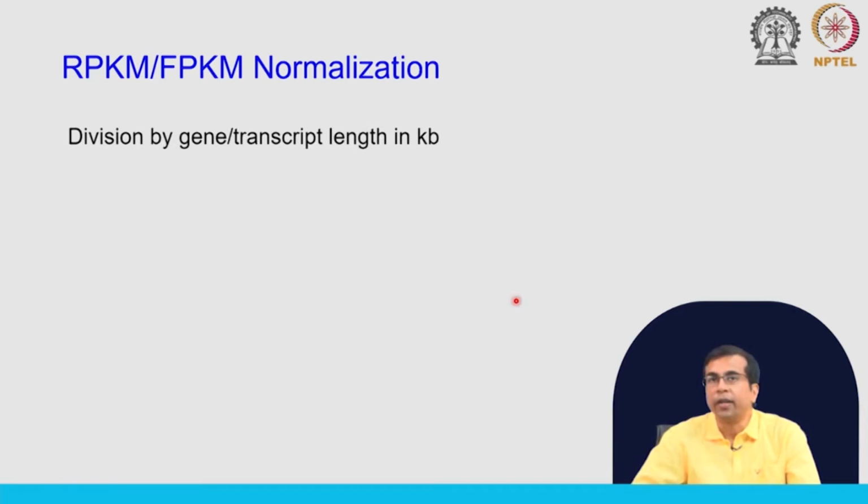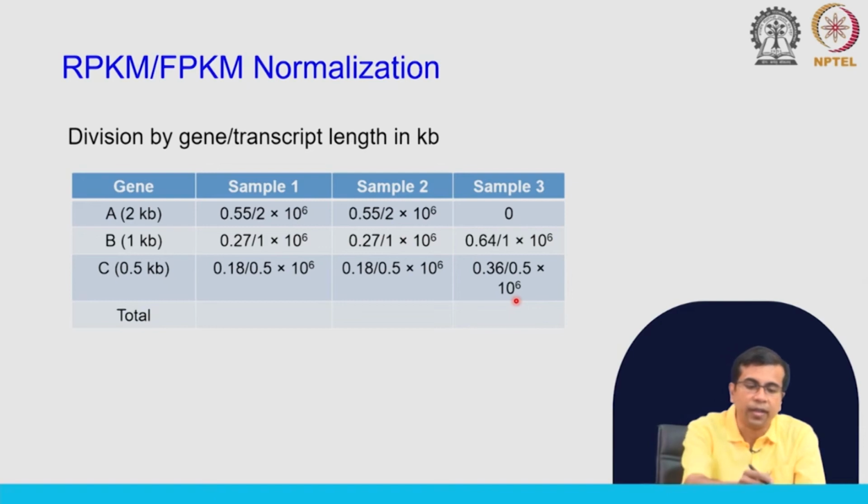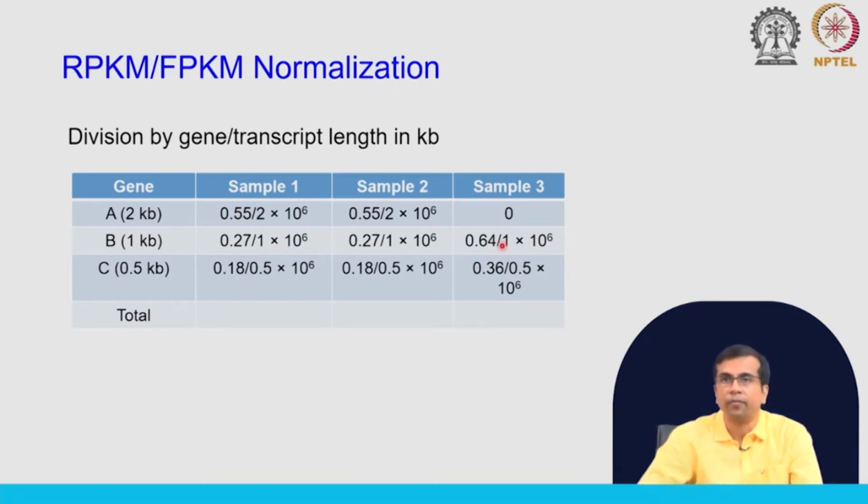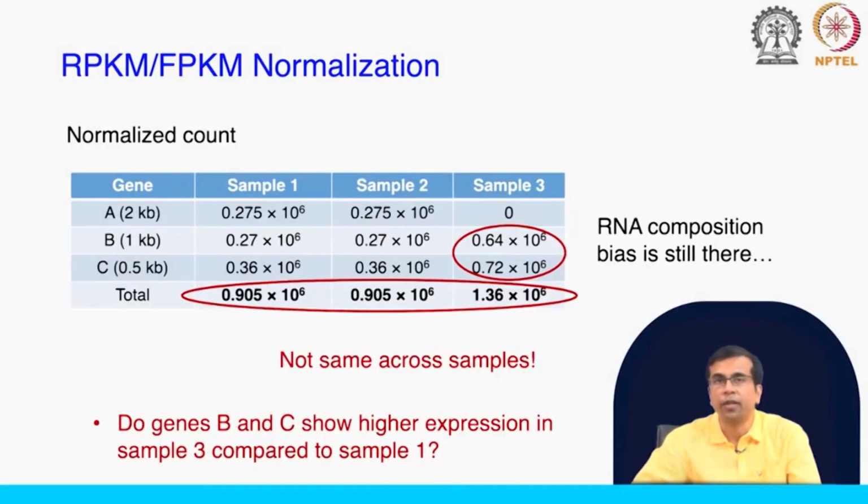Now, what we do is we divide by gene transcript length in kb. So, you can see this gene length here. For gene A we have 2 kb, for gene B the length is 1 kb, for C it is 0.5 kb. And that is what we do, we divide these counts that we got by this gene length in kb. So, divide by 2, divide by 1, divide by 0.5. Once we do that, we can calculate what these values would be and we get the total. And what you would notice now is that the total is actually not the same for all samples, this has changed.